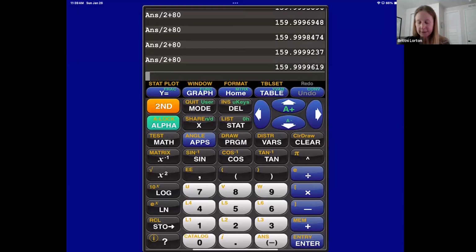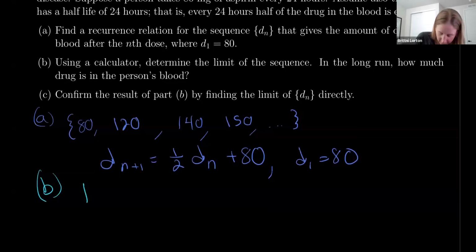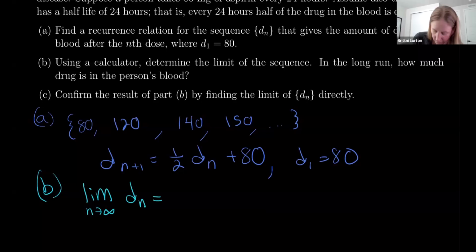What does it look like it's settling down to? It's not really going above 160, right? I'm just still pressing enter. I got 159, no, maybe 160. Cut it in half, add 80, and rounded. All right, so it kind of looks to me like it's settling down at 160. So I used my calculator, and my conjecture is that the limit of that sequence is going to be 160.